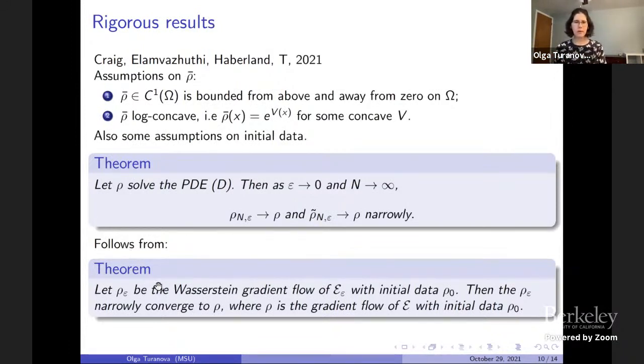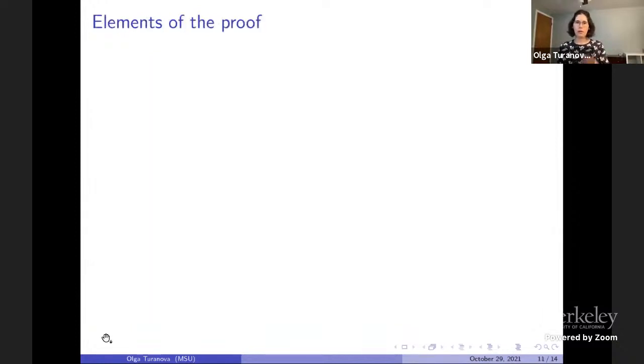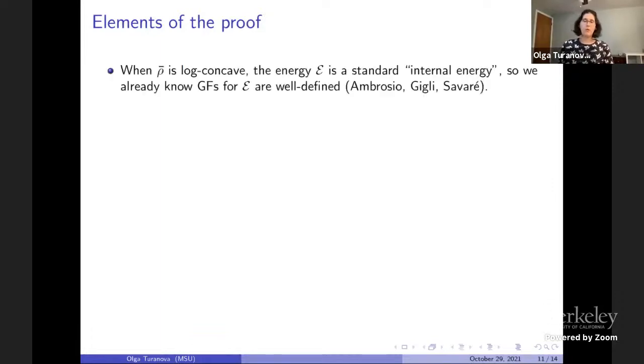To go from the second theorem to the first theorem, you essentially just add in the approximation of rho zero by initial data and control the error. So the main work is to prove the second theorem, and that's what I'll talk about briefly on this slide. When rho bar is log concave, the energy E that we're working with is a standard internal energy. And we already know from the work of, say, Ambrosio, Gigli, and Savaré, that the gradient flows of this E are well defined.